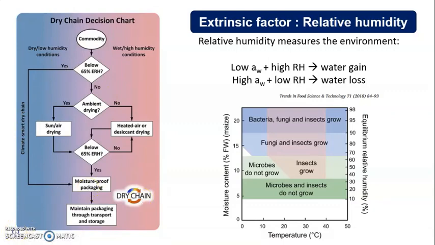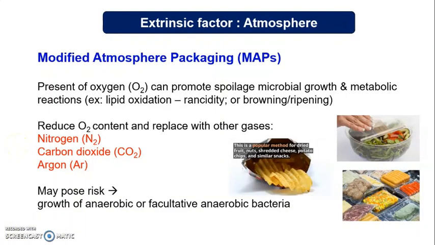The last factor is modified atmosphere packaging, or in short MAP. The principle of this is that we want to reduce the presence of oxygen because oxygen can promote spoilage microbial growth. Remember, most microorganisms need oxygen to grow except for a few. And also, we want to limit metabolic reactions such as lipid oxidation that will cause rancidity or browning or ripening. Usually, for high-fat products such as potato chips here, we want to reduce the oxygen because we want to limit the lipid oxidation.